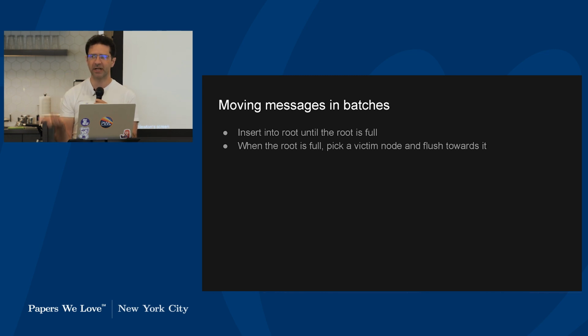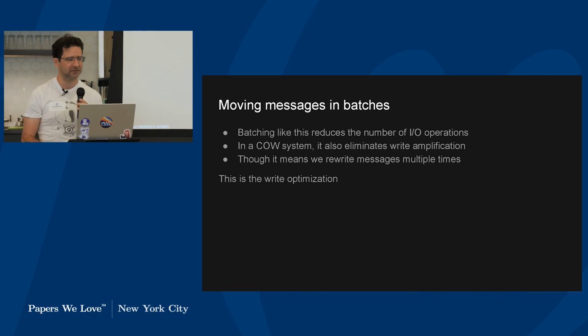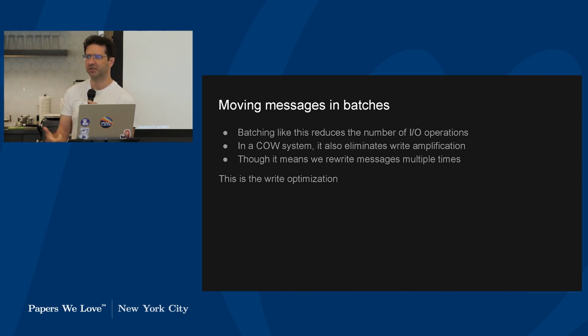The downside of this, well, okay. So the batching like this reduces the number of I/O operations because, well, first off, if you're touching the root node all the time, it's almost always going to be in cache. You're not seeking around the disk to find the random leaves that you're modifying. Most writes can, in theory, be done in a single I/O operation with some amortization in there.